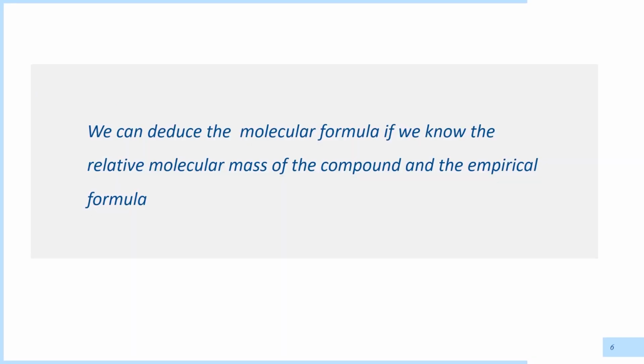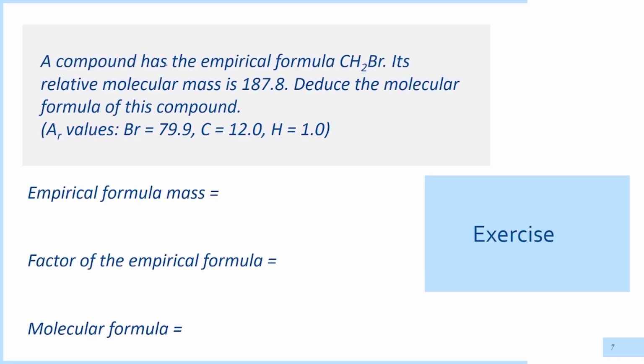We can deduce the molecular formula if we know the relative molecular mass of a compound and the empirical formula. Let's solve this example. A compound has the empirical formula CH2Br. Its relative molecular mass is 187.8. Deduce the molecular formula of this compound if you know that the relative atomic mass of Br is equal to 79.9, for carbon is equal to 12, and for hydrogen is equal to 1.